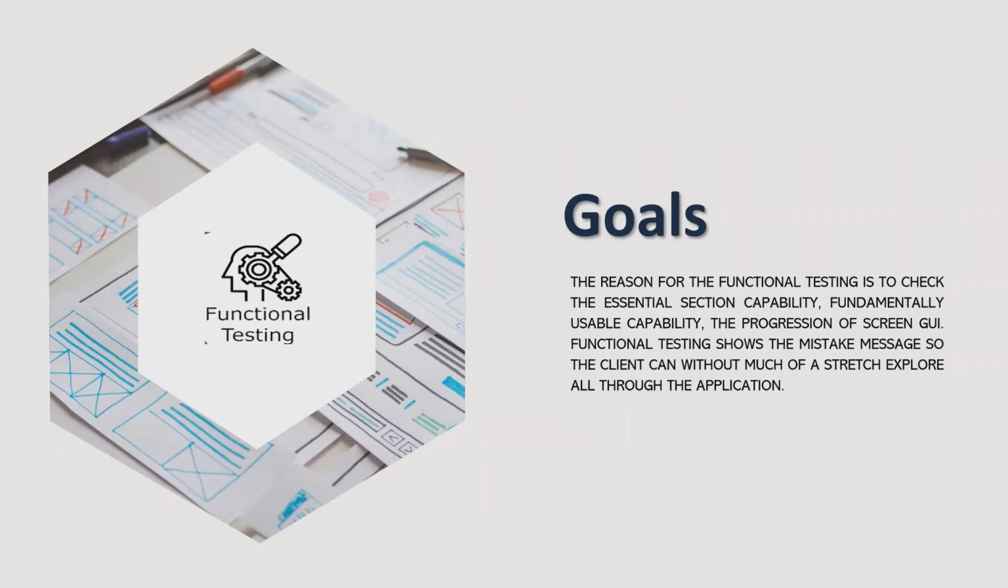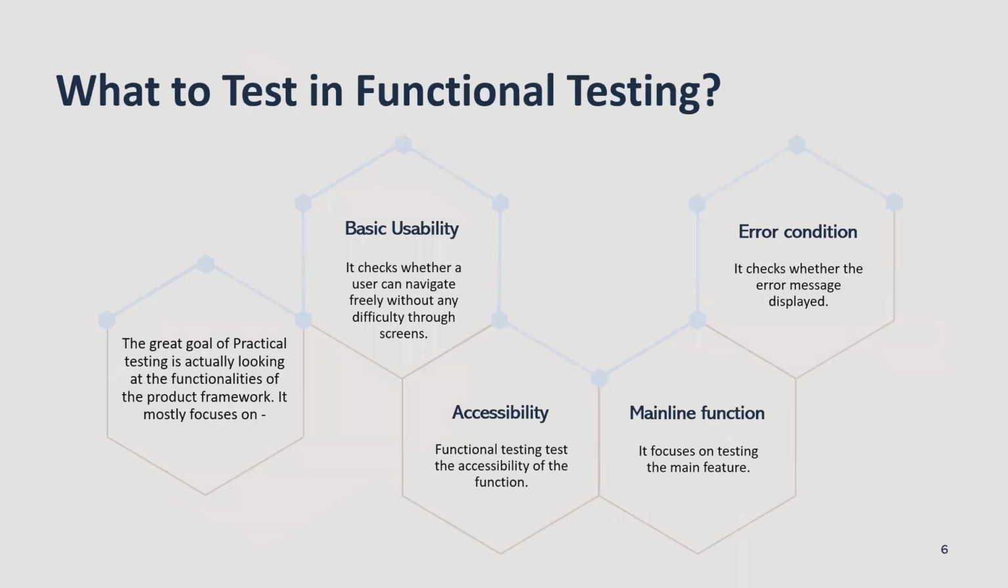So generally, to remove the errors from any function, and to make sure that the functions work perfectly fine, is the major goal of any functionality testing. So first, what to test in functional testing? The great goal of functional testing is actually looking at the functionality of the product framework. It mostly focuses on basic usability, accessibility, mainline functions, and error conditions.